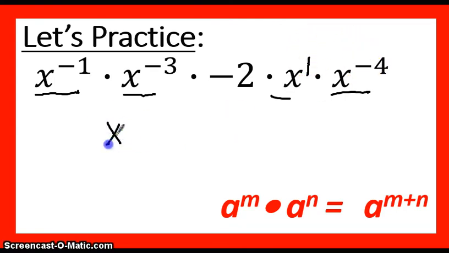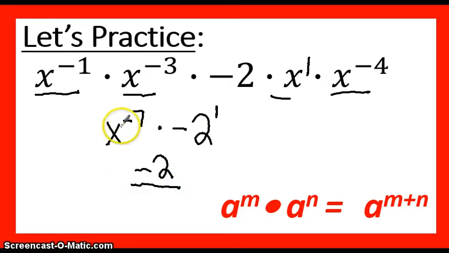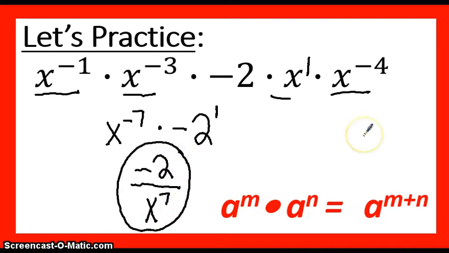So we get x to the negative 7 times negative 2. Now, negative 2 has an exponent of 1. If you don't see an exponent, it's an exponent of 1. So this negative 2 is going to remain in the numerator, but the x to the negative 7 needs to move to the denominator and become positive so that we no longer have negative exponents. So this expression is the same as negative 2 over x to the 7th.